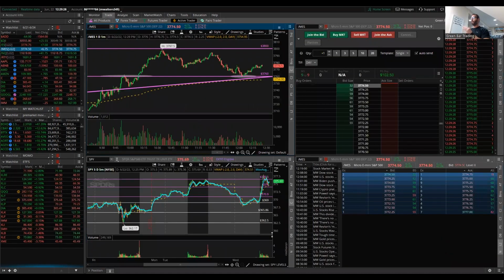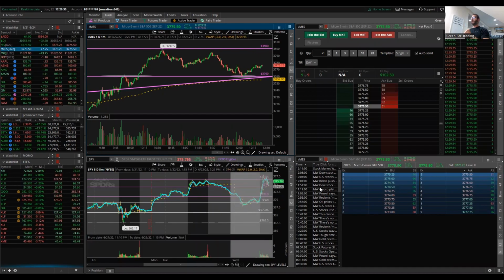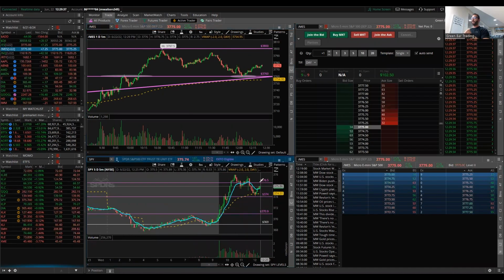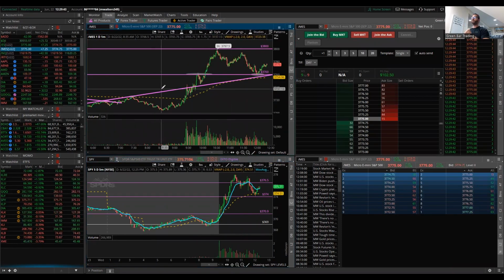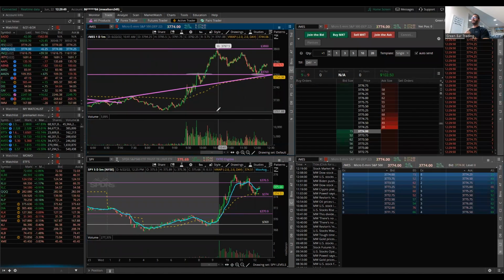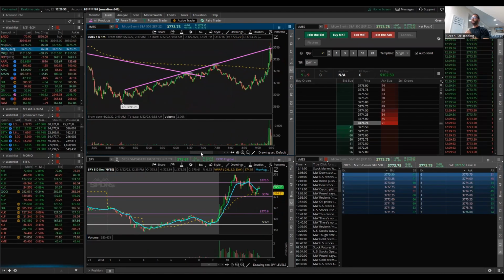So this is my trading platform. This is what I'm looking at every single day. So we have the SPY down here on the bottom. We have the Micro E-mini up here on the top. This is what I trade the S&P with using the micro futures. And now I'll show you where I got in for my first couple trades.